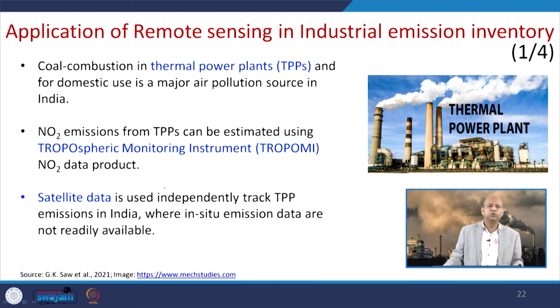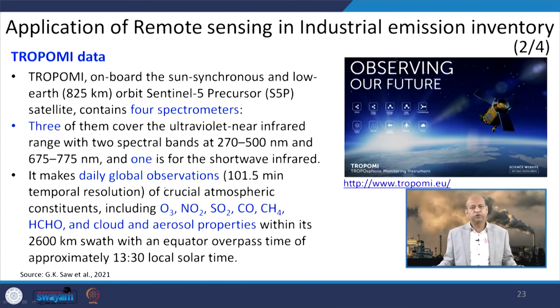Now next we talk about the industrial emission inventory. What is the role and application of remote sensing? Basically, coal combustion in thermal power plants and for domestic use are major air pollution sources in India that can be tracked with satellite observations also. NO2 emissions from thermal power plants can easily be estimated using this particular TROPOMI. This is nothing but the Tropospheric Monitoring Instrument. So this can be used for the NO2 data product, and the satellite data can be used independently to track TPP emissions in India where in situ emission data are not readily available. So that way it can again bridge the gap.